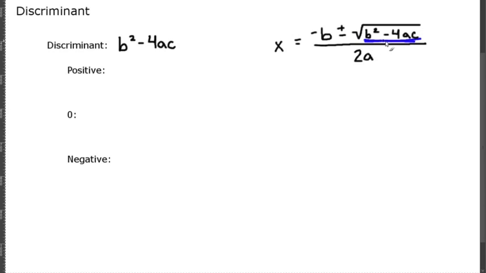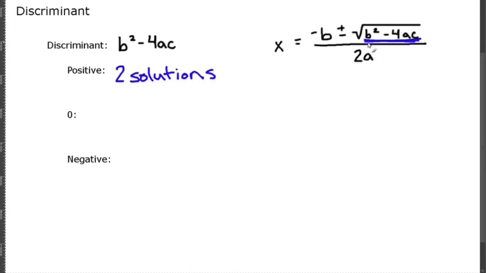If the discriminant is positive, we're going to be taking the square root of a positive number, which we know is either positive or negative. So that is where we're going to get negative b plus or minus some number. So if the discriminant is positive, we're going to have two solutions or two roots.